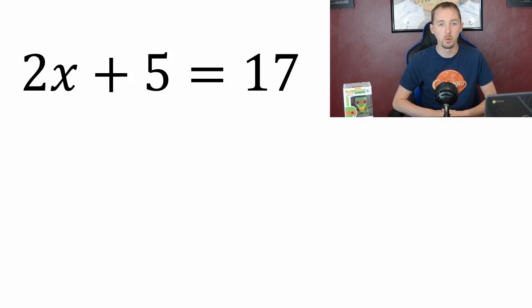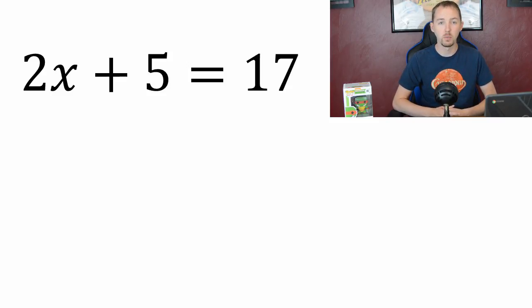So in our first example here, we have 2x plus 5 equals 17. What you'll notice is that we have two numbers this time on the same side as the variable x. We've got the number 2 and the number 5. We need to figure out which way we're going to get rid of these numbers. Okay, what is the order in which we get rid of them?